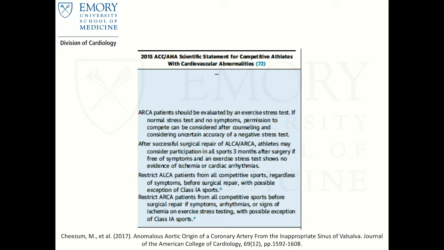And then with regards to post-operative, if these patients do get operated on, they would certainly ask, when can I start playing sports again? The recommendation is that athletes can consider participation in all sports 3 months post-operatively if they remain symptom-free and have a post-operative stress test that shows no ischemia or does not bring on any symptoms.